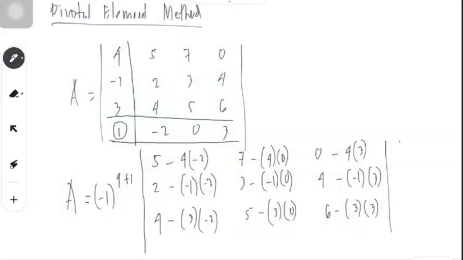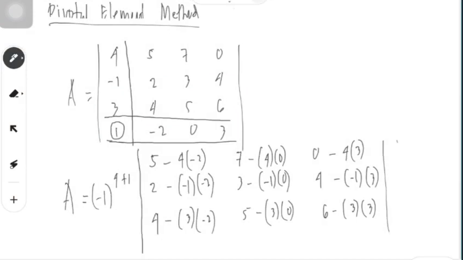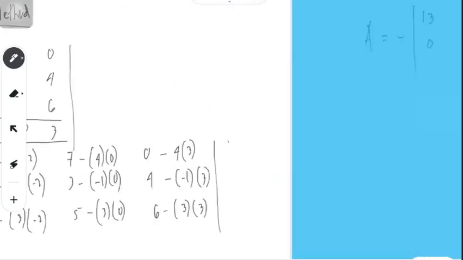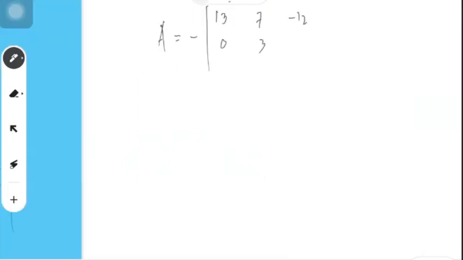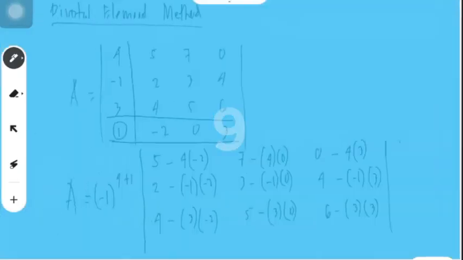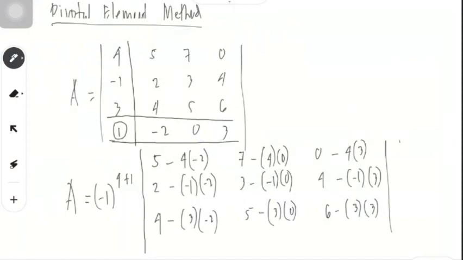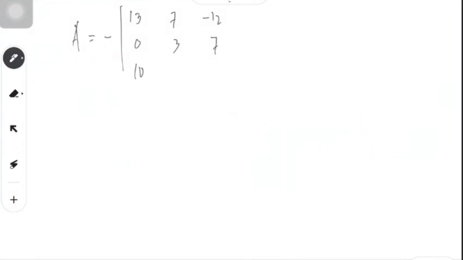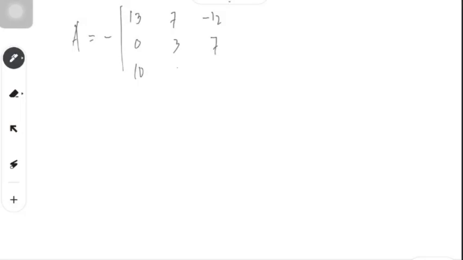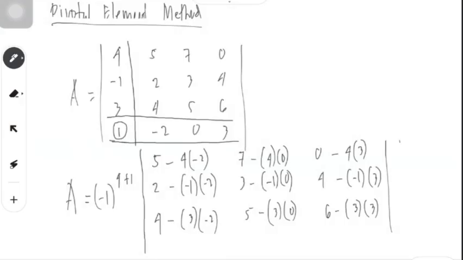Next, second row. 0 ba? 0 po. 0. Then next, 3. Ilan? 7. Konti na lang. 10 po, sir. 10. Next. 5. 5. Next. Negative 3.